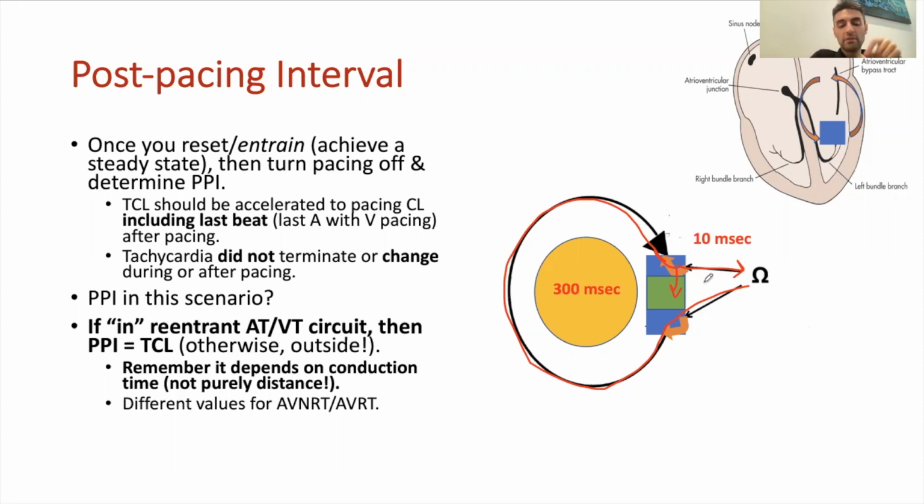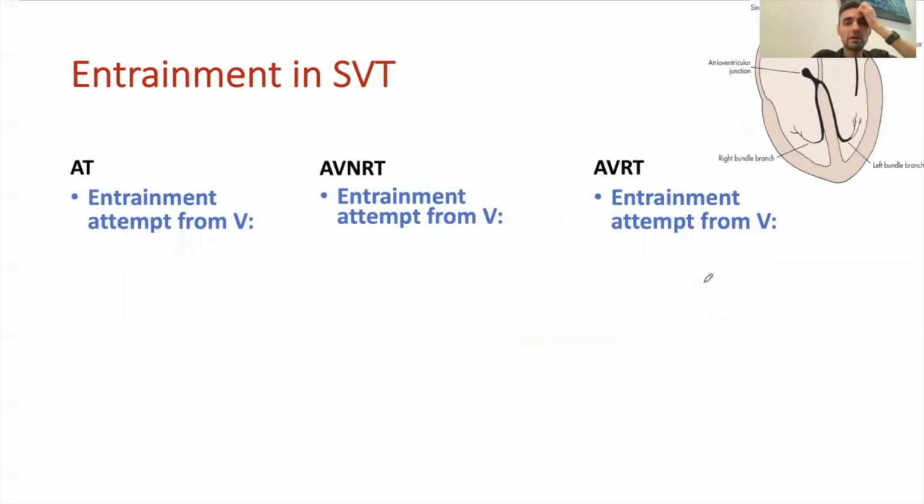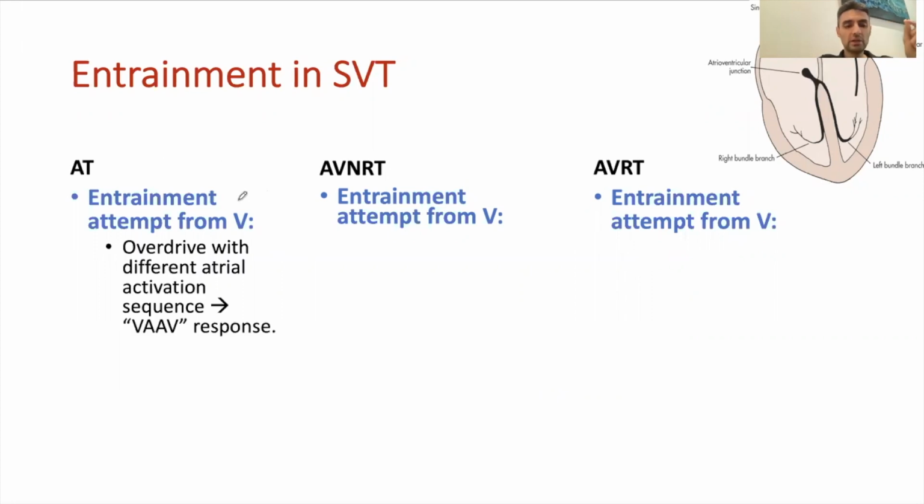For AVNRT and AVRTs, you have different values that demonstrate whether you are in or out of the circuit, and obviously you have to measure at the pacing site. I'll show these numbers in a second. So now imagine you have SVT and you want to entrain from the V. For atrial tachycardia, when you entrain from the V, again you have to pace fast, so you will overdrive the tachycardia with different atrial activation, meaning you have a focus here. So you will pace fast.